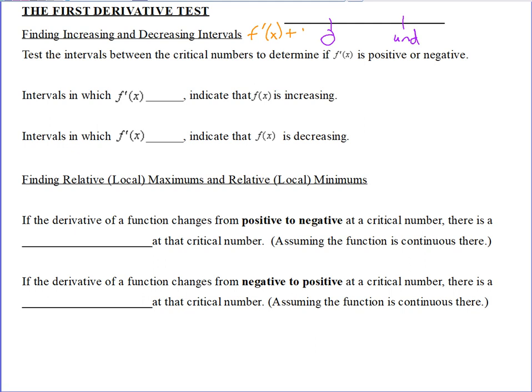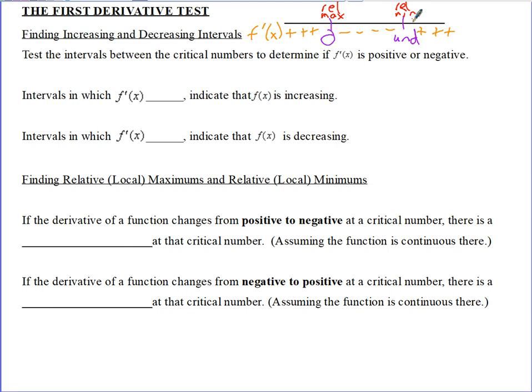So if the first derivative is positive here, negative here, then positive here, then that would tell you that you have, at this point, since the first derivative changed from positive to negative, the graph goes from increasing to decreasing. This would be a relative or local maximum. And here, since the first derivative changes from negative to positive, it goes from decreasing to increasing. This would be a relative or local minimum. So that's the first derivative test.